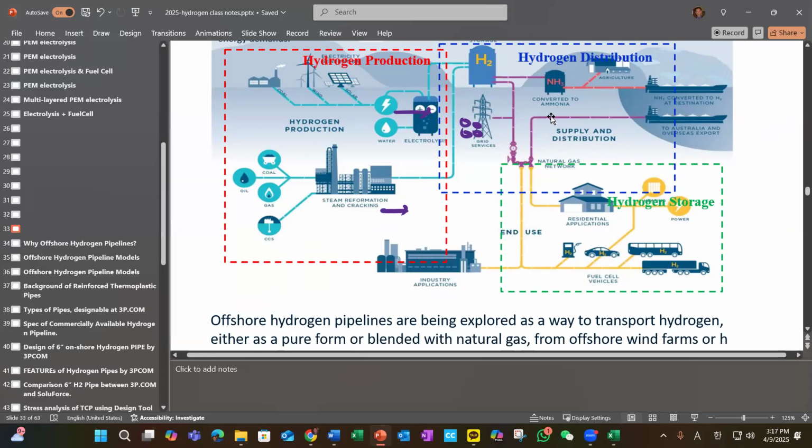So many different ways of distribution. All the yellow lines represent the pipeline, and this pipeline, if it is onshore, onshore means under the ground, okay. And this pipeline can go offshore, through the seabed, through the sea. Then it's called offshore.